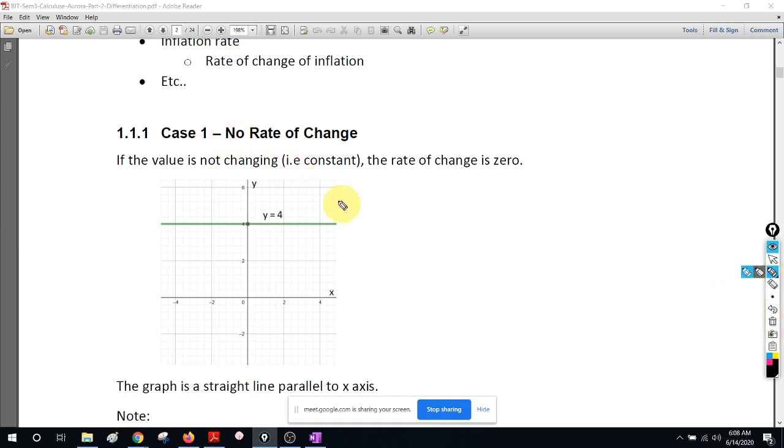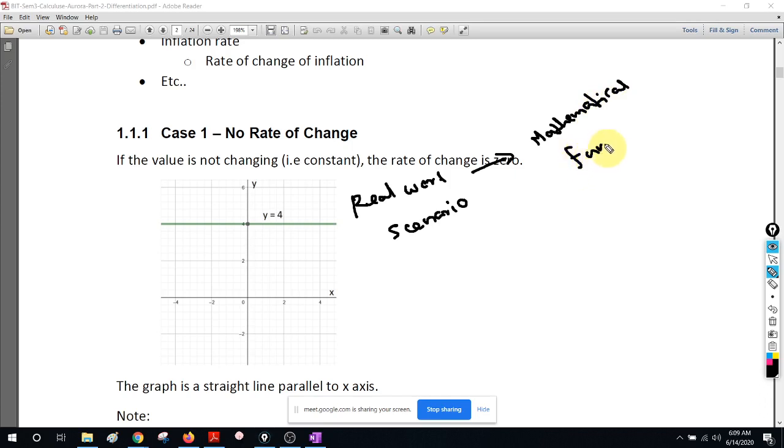So we have a real world scenario, maybe a moving object or whatever. Then we try to map it to a mathematical function, right? It can be something like y equal x, or y equal 3, or y equal x squared. So it can be some weird function, right?